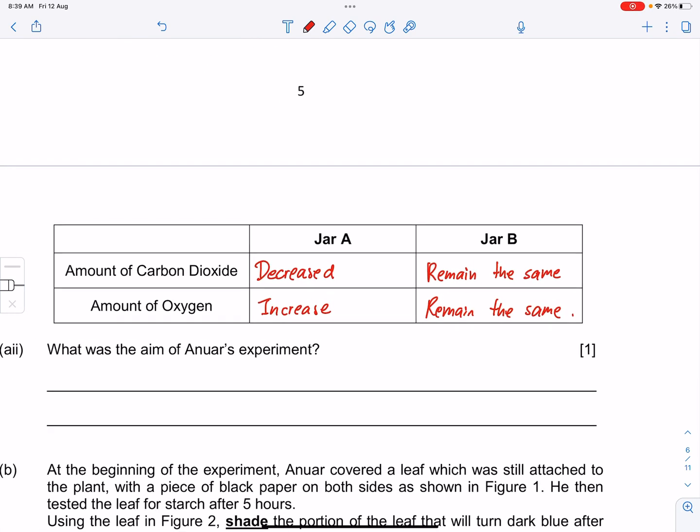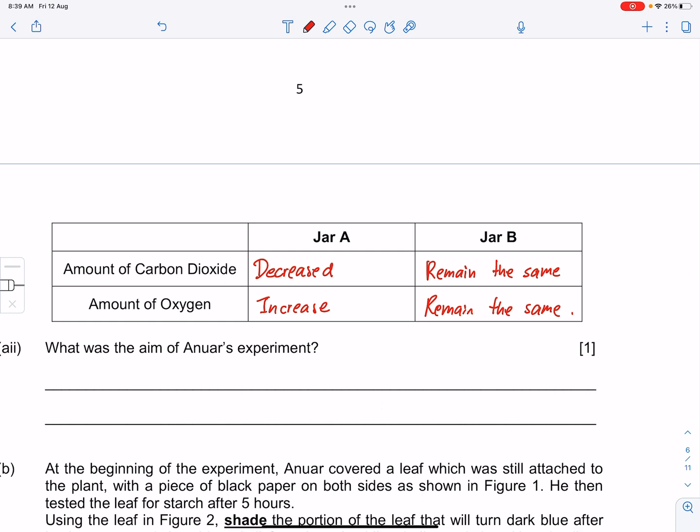Now, what was the aim of the experiment? As I mentioned earlier, it wasn't to see how the number of leaves affected the rate of photosynthesis or the amount of oxygen or carbon dioxide. It should be how the presence of the green plant affects the amount of carbon dioxide and oxygen in the bell jar.